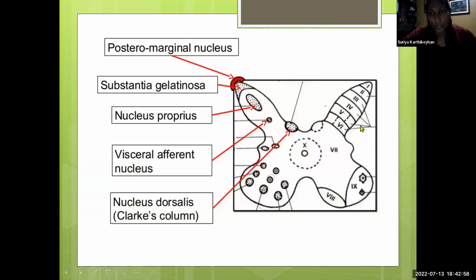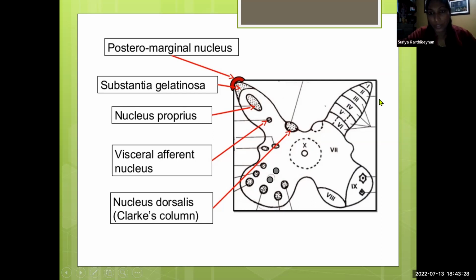So again, a revision. These are the Rexed laminas. Lamina 1 to lamina 6 will be occupying the posterior horn of gray matter, whereas in the anterior horn of gray matter we have only lamina 8 and 9. Lamina 7 will be occupying the intermediate part between the anterior horn and the posterior horn. And lamina 10 is nothing but the substantia gelatinosa centralis around the central canal.